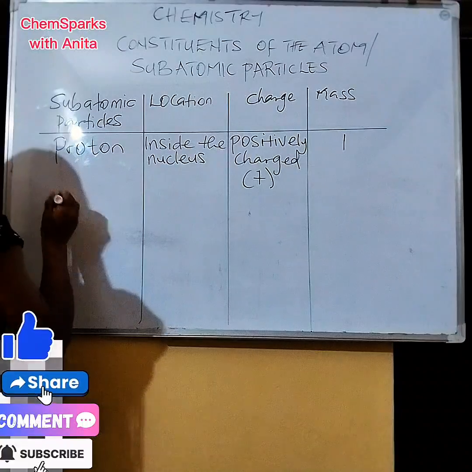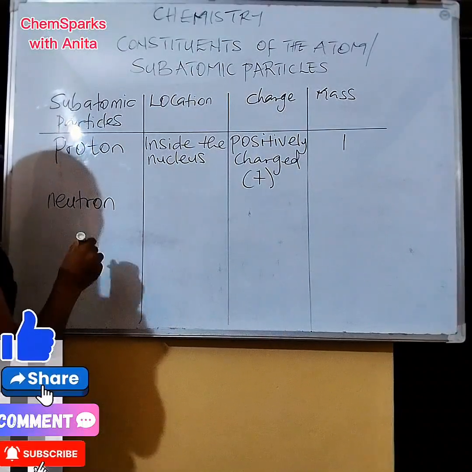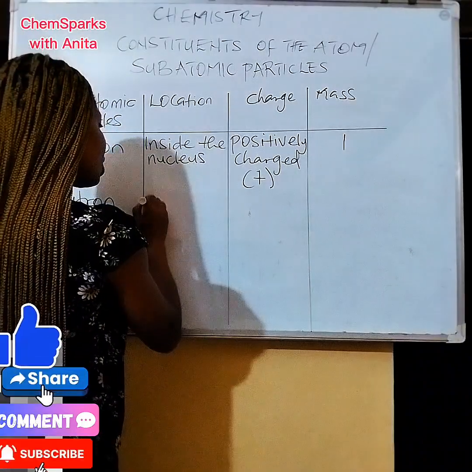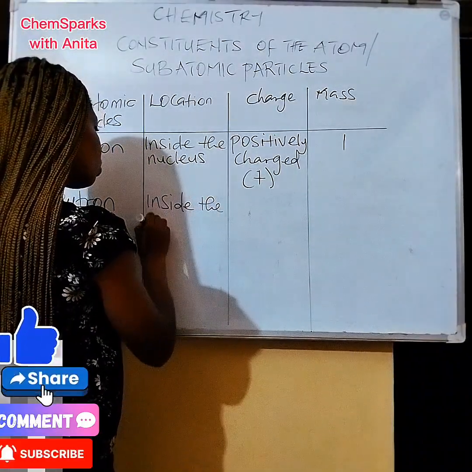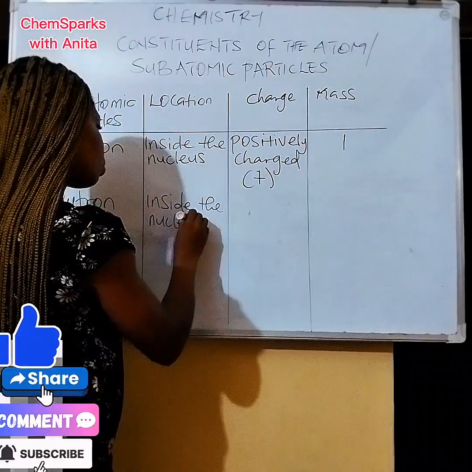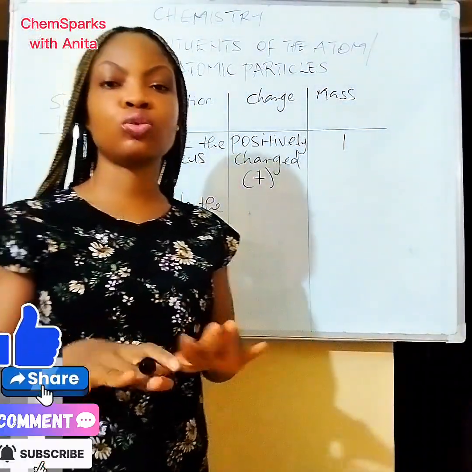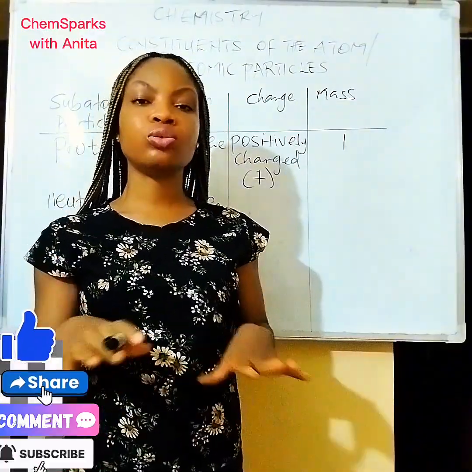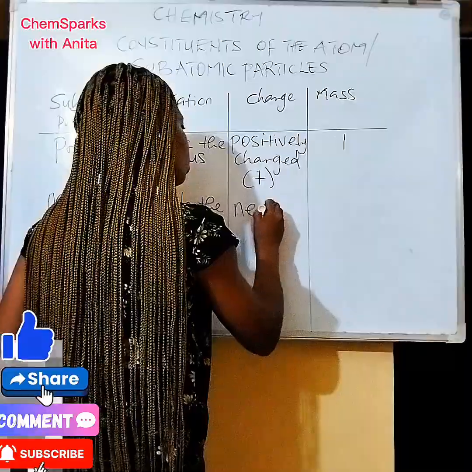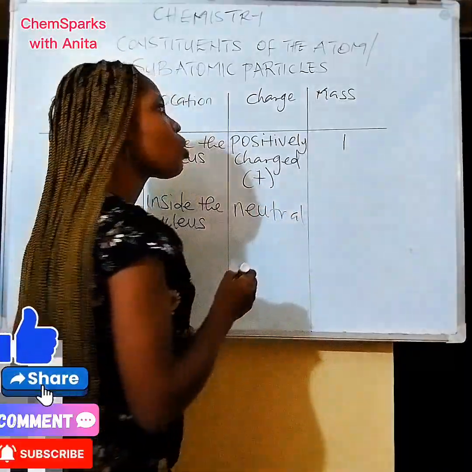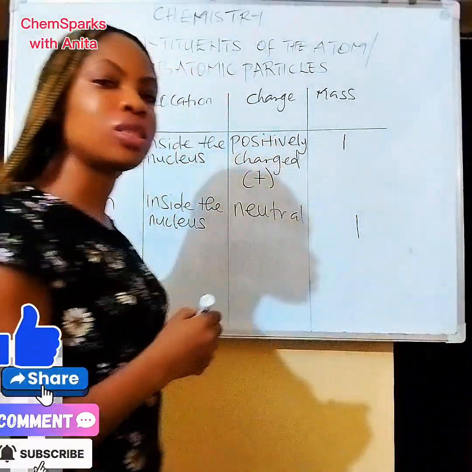The next one is the neutron. The neutron is also located where? Inside the nucleus too. And what is the charge on the neutron? The neutron has no charge. So we say that the neutron is neutral. And what is the mass of the neutron? The mass of the neutron is also 1.